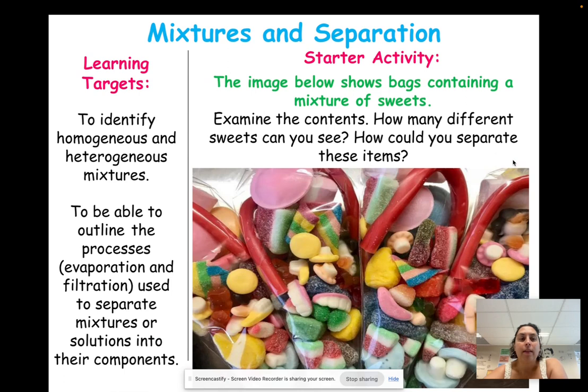Let's take a look at some examples. In this picture here, imagine that the candy are each different particles. First question you need to ask yourself, are they all the same? Do all of the pieces of candy look the same? If they do, then it's a pure substance. If they don't, it is a mixture. This one here is a mixture because we've got yellow pieces, we've got rainbow pieces, we've got sticks, we've got what look like toothbrushes, lots of things like that.